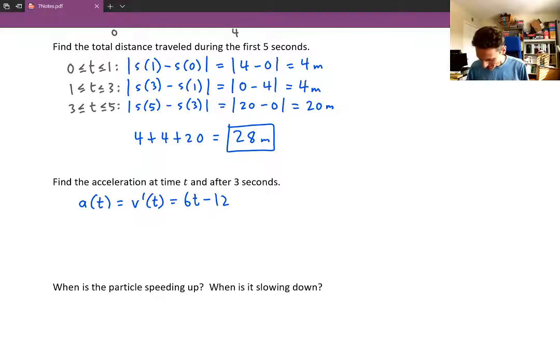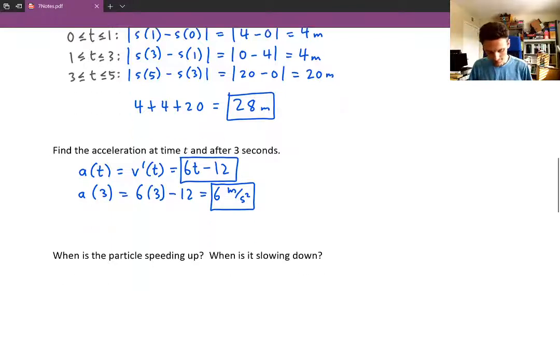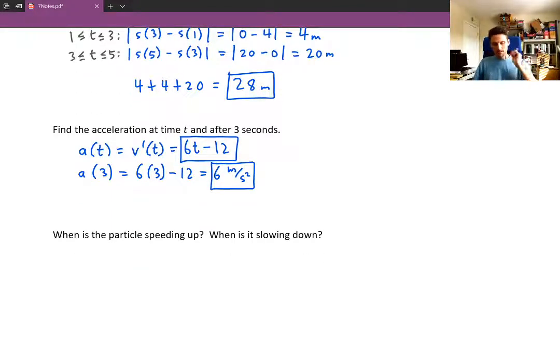All right, then we can take 3, and that's one of the things we were looking for. So then we can take 3 and plug it in to the acceleration function that we just got, and we get 6. And the units here for acceleration will be in meters per second squared. It's going to be units of the position function per units of time squared.